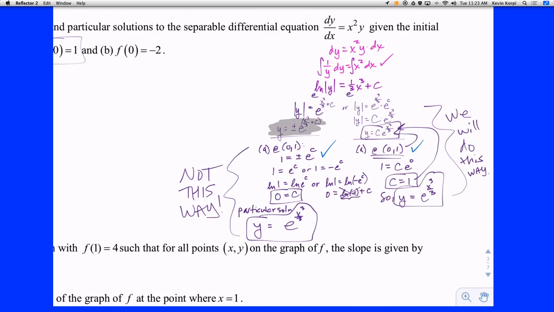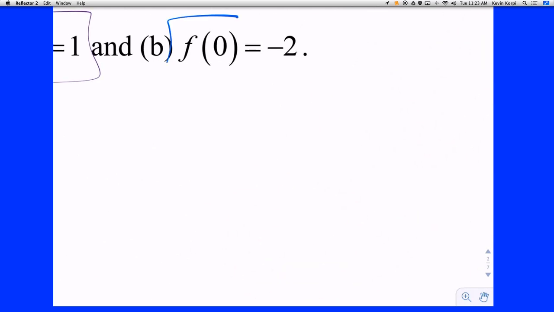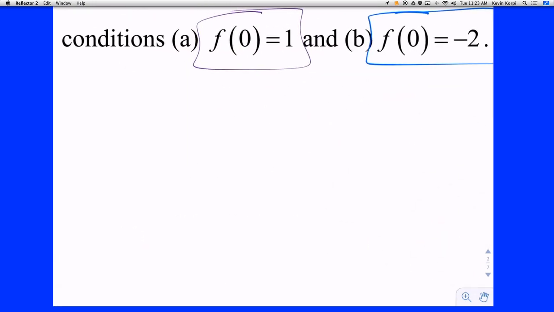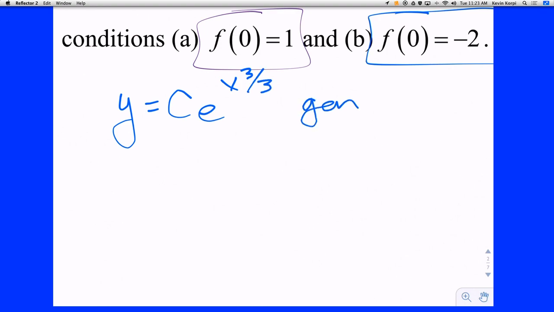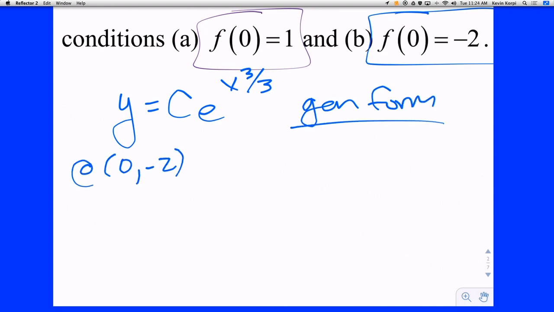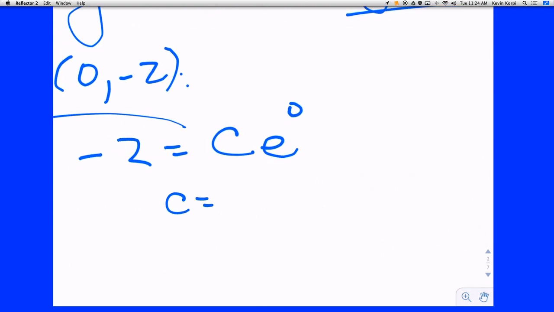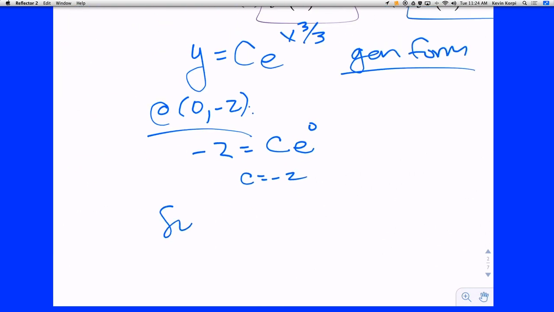All right, let's go ahead and do the second one. So now I'm going to reuse the general form that we prefer, c e to the x cubed thirds. That's the general form that we prefer. So we'll say at the point 0, negative 2, we get negative 2 equals c e to the 0th. e to the 0 is 1, so c equals negative 2. So we get y equals negative 2 e to the x cubed thirds.